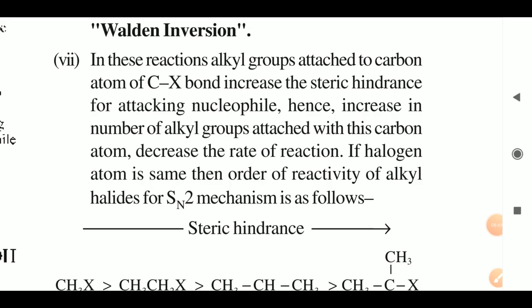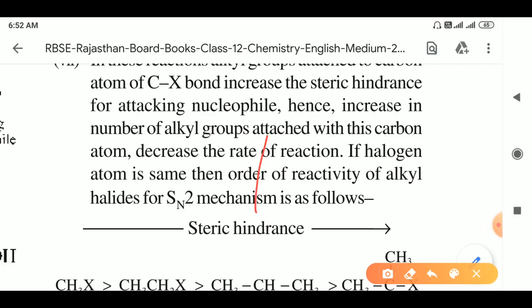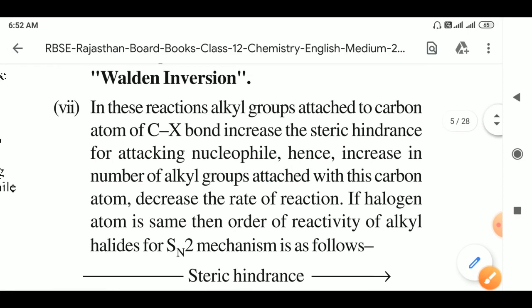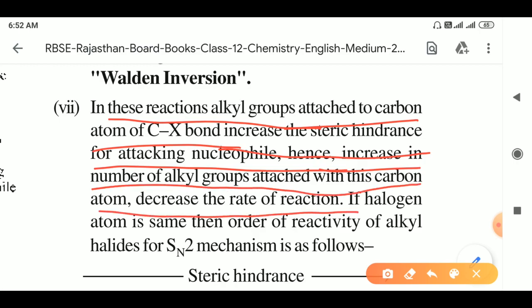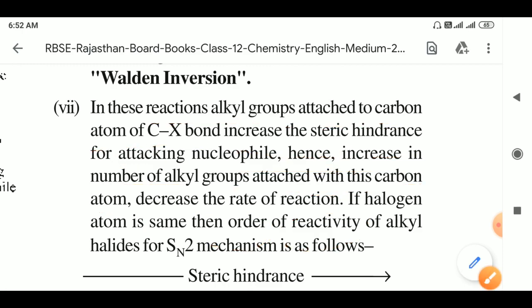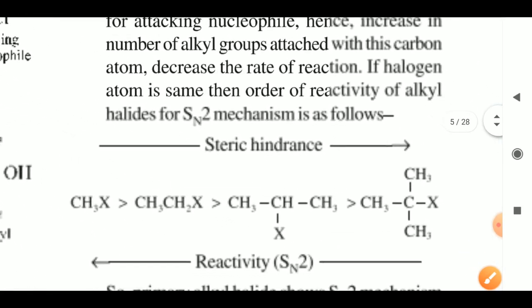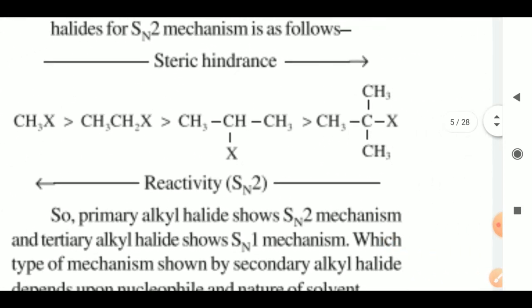Now, our next point is that in this reaction, alkyl groups attached to the carbon atom increase the steric hindrance for the attacking nucleophile. Hence, increasing the number of alkyl groups attached decreases the rate of reaction. Now that is the point of reactivity.